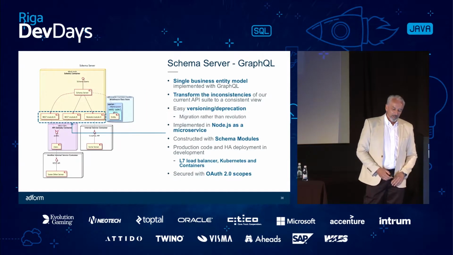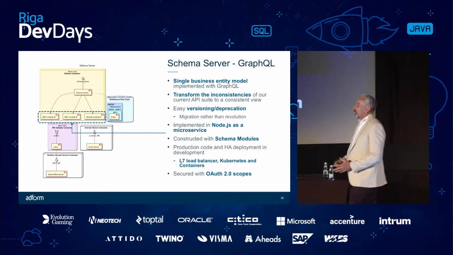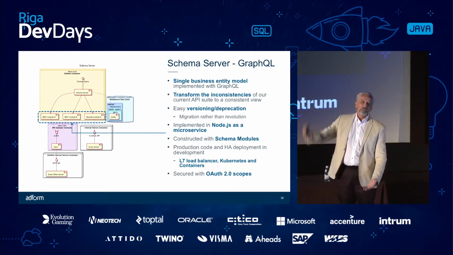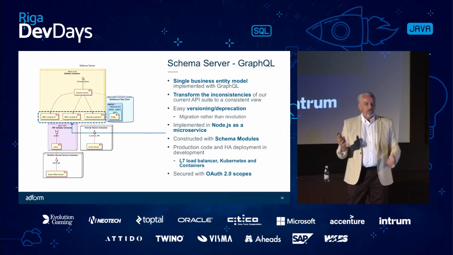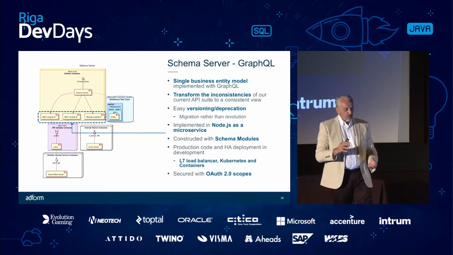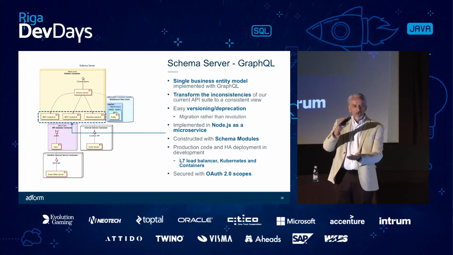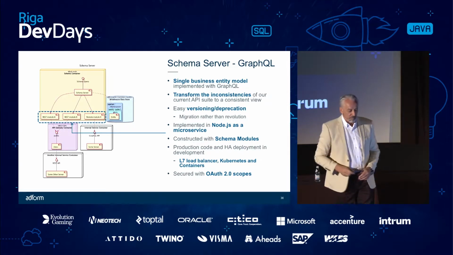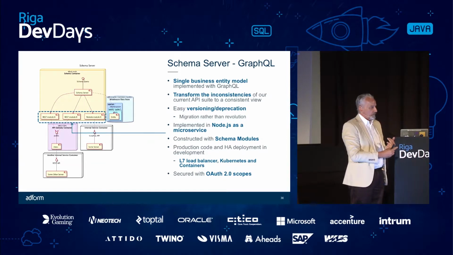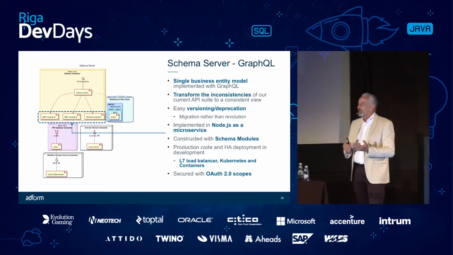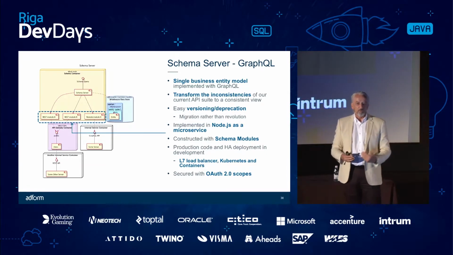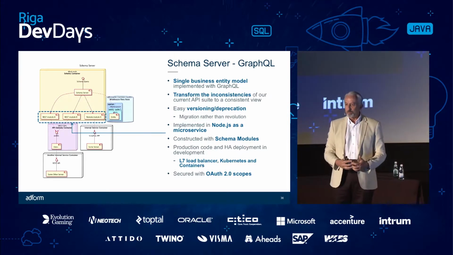So we implemented a schema server in GraphQL. But because of the size of our schema, we probably have 2,000 entities in it, 2,000 domain classes. To achieve that, you can't get one team to own it all. So we built some modules that allow a team to build a portion of the schema. For this schema server, we chose an Apollo Node.js service. It's implemented as a microservice. We have many instances of it running in containers, and the containers are orchestrated by Kubernetes.